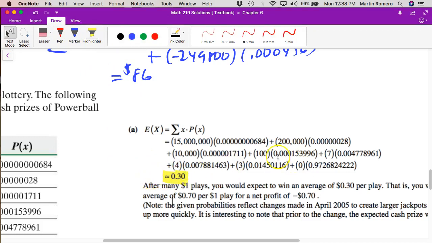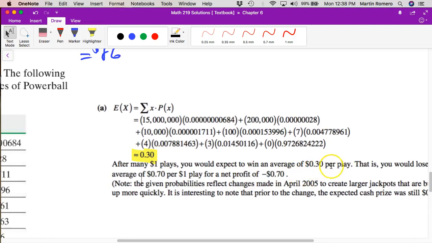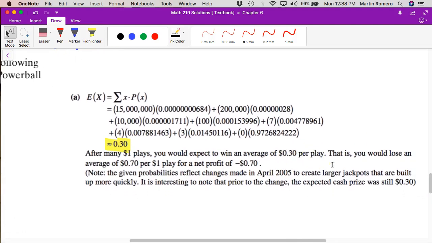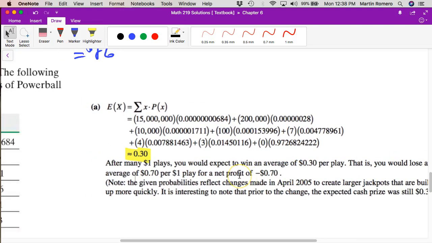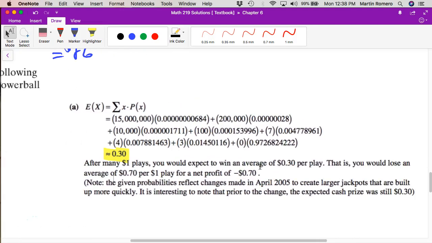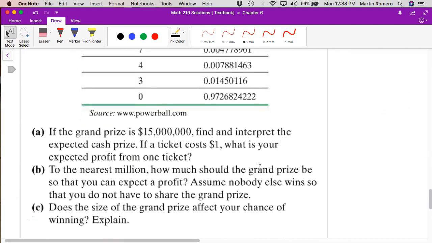And so putting those numbers in there, after many dollar plays, you'd expect to win an average of 30 cents per play, which means you lose 70 cents per ticket. So that's why it's not worth buying a lottery ticket. You're pretty much paying 70 cents to the state or the government for playing the lottery, and you're not going to win. And so that's the answer for part A.